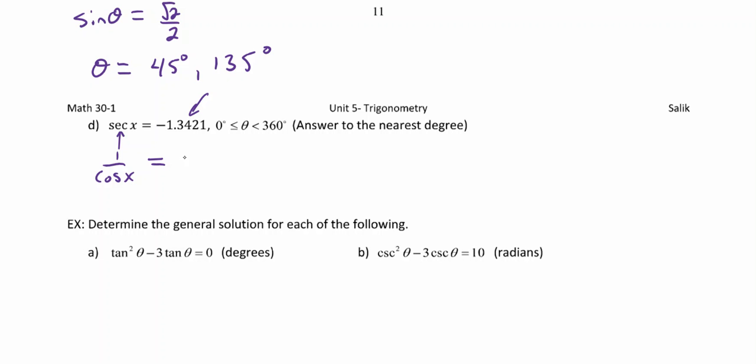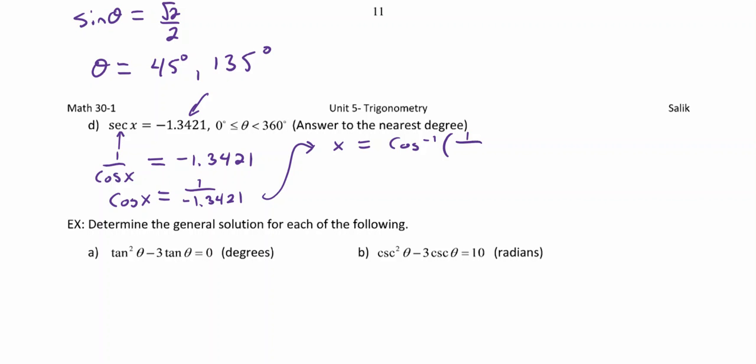Okay, so that is equal to negative 1.3421. All right, so I'm going to rearrange this, bring my cos x up and divide by that. So we get cos x is equal to 1 over negative 1.3421. Now all we can do here is just use our calculator to do the inverse operation. So this is going to be x is equal to cosine inverse of 1 over negative 1.3421.